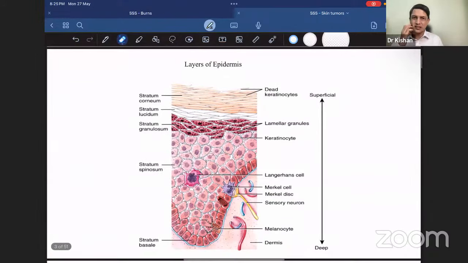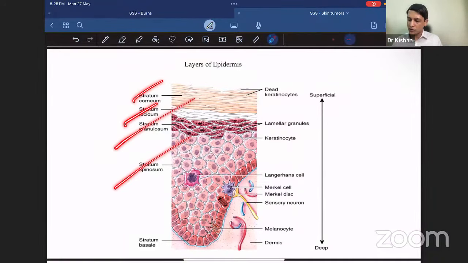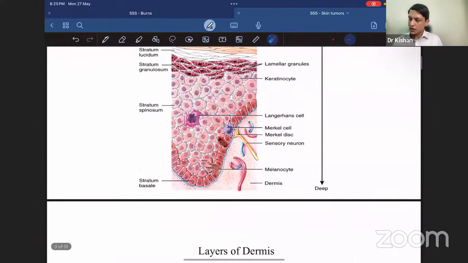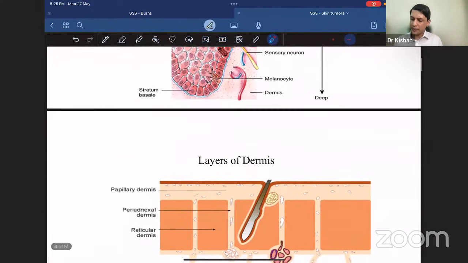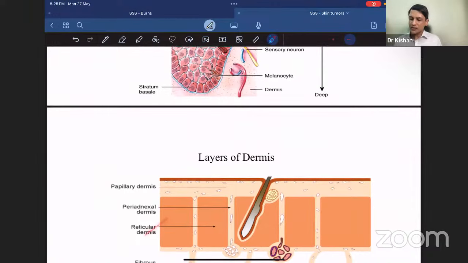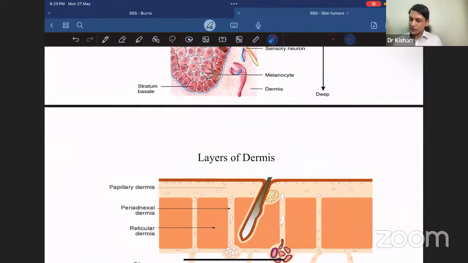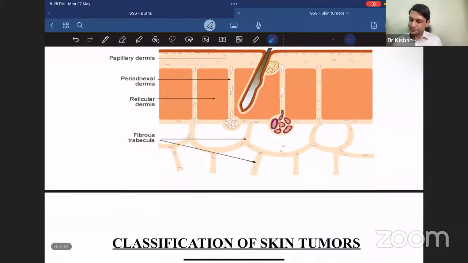We know the basics. The epidermis and dermis. Epidermis has all the 5 layers, that is stratum corneum, stratum lucidum, stratum granulosum, spinosum, and basal. Whereas dermis has mainly papillary dermis and reticular dermis. All these basics we know already very well.